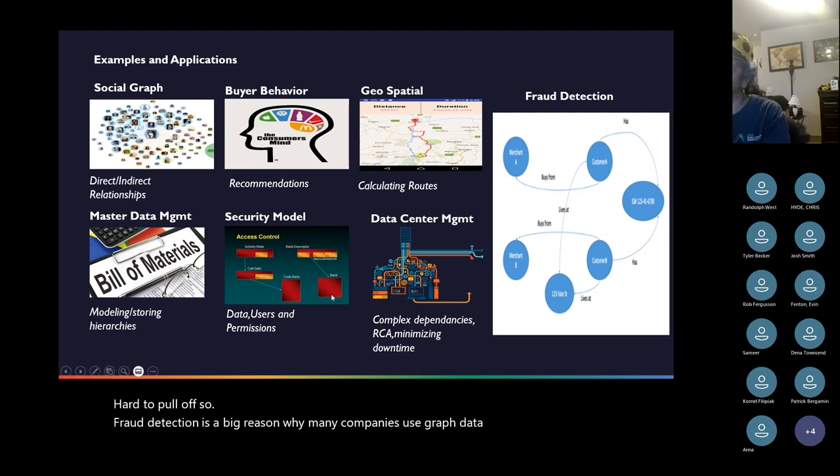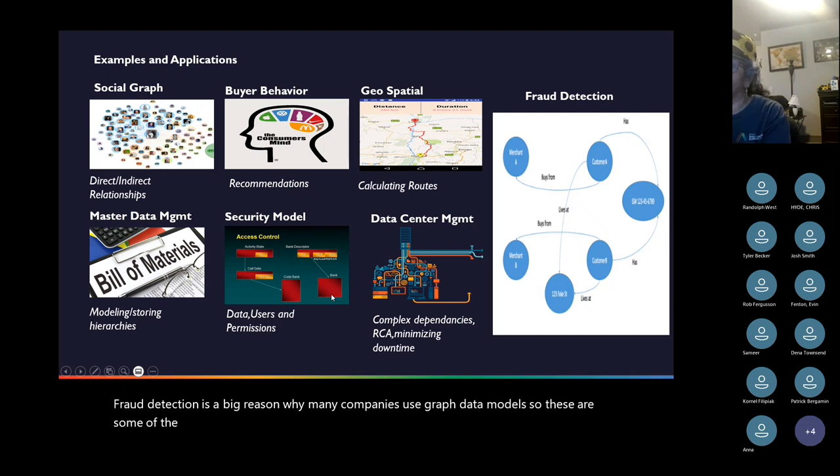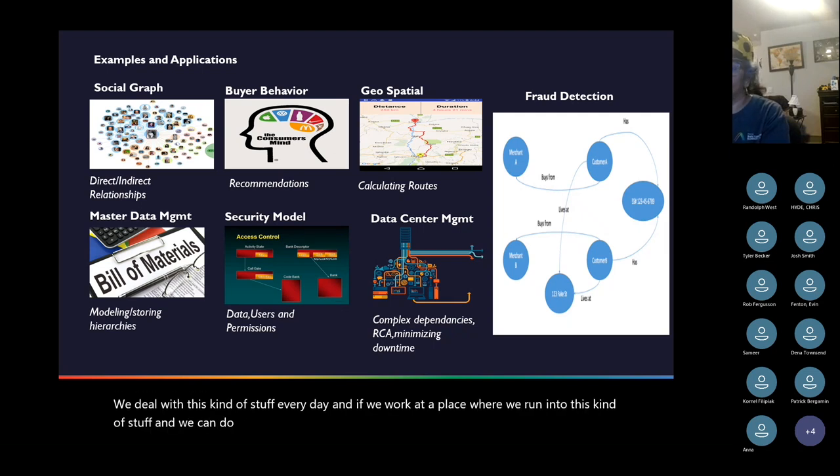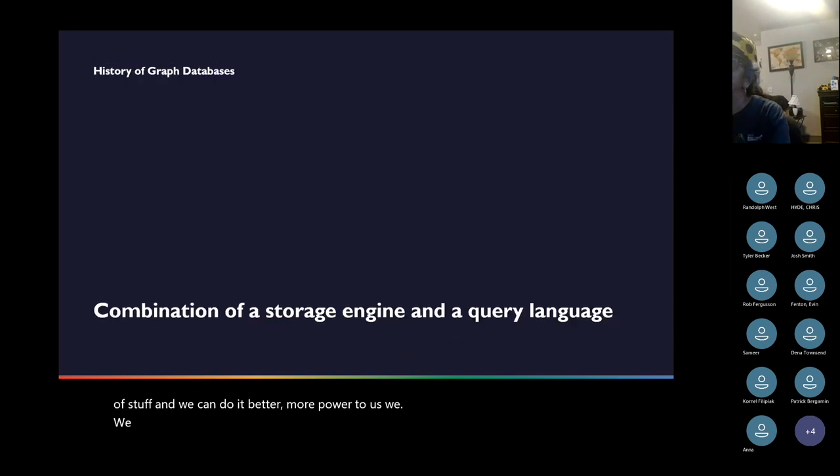So these are some of the examples. And this is, again, another reason why we need to understand this data in detail, because we deal with this kind of stuff every day. And if we work at a place where we run into this kind of stuff and we can do it better, more power to us. We have an advantage knowing it.